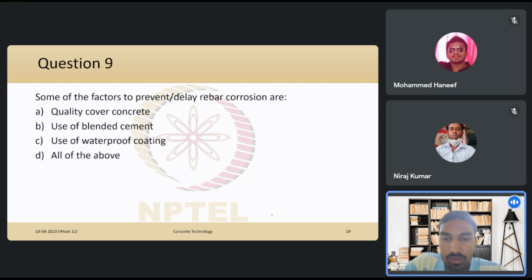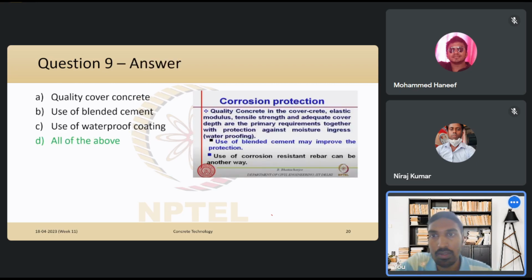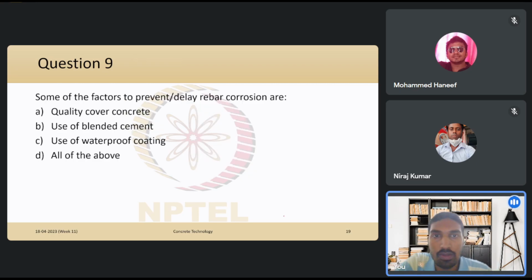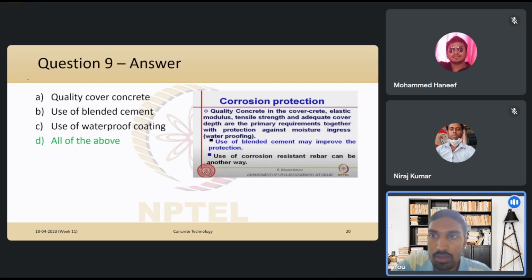So the right option is option D, all of the above. Right, so here what do we want to do? We want to prevent or delay the rebar corrosion, right? So what are some of the strategies or methods that we can adopt to do that? So one is having a good quality cover concrete, right? So cover concrete is, as I said earlier, the layer between the surface of the concrete to the outer layer of your rebar, right? So we have a good quality cover concrete.